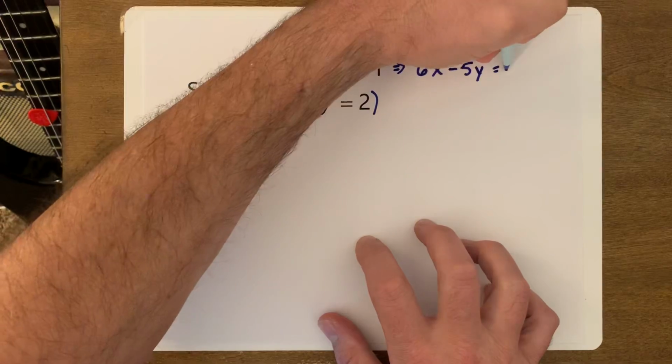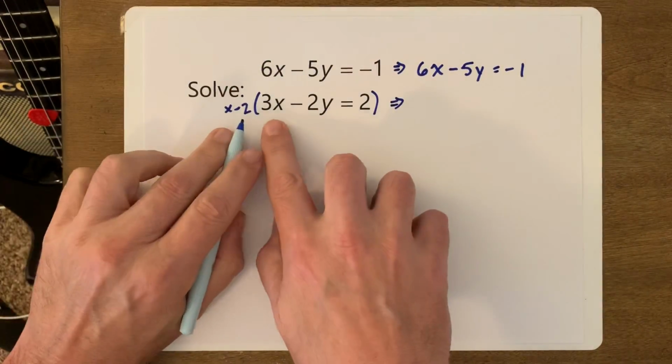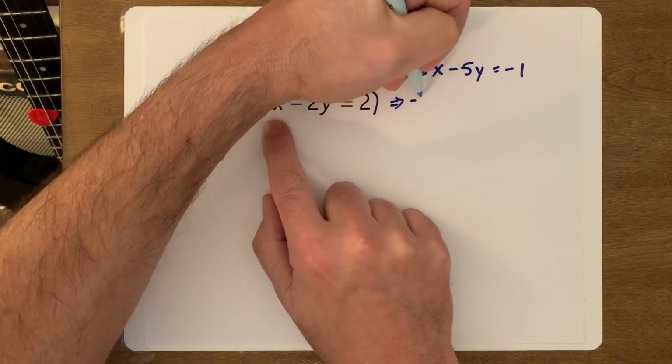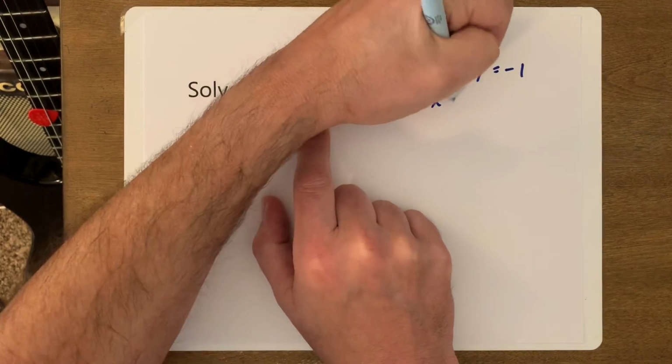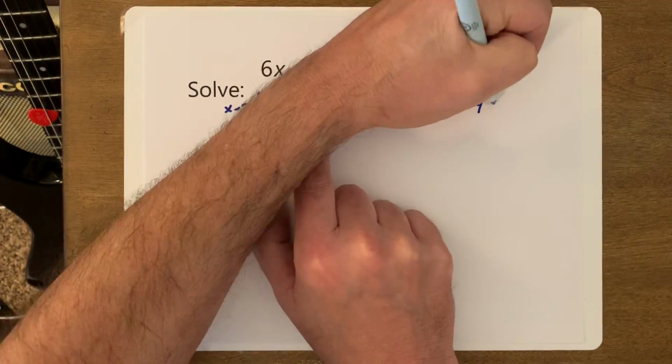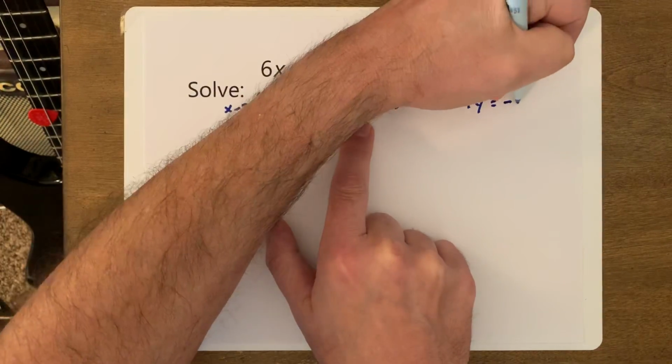Why would I multiply that by anything? I got the 6x I want. But down here, I'm going to get negative 6x. Then I'm going to get a positive 4y. And you have to be very careful now when you do this. And a negative 4 as my constant.